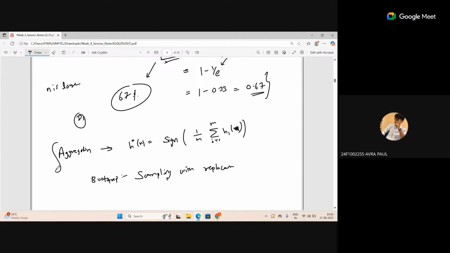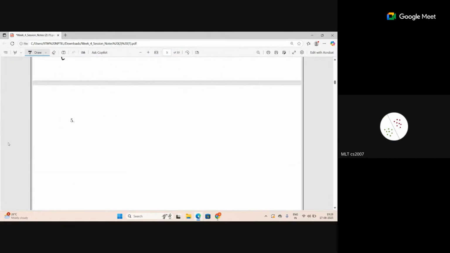So, sir, how is this helping us? Can you explain what it is? How is it helping us in our computation or decision making? So this is a random forest, right?